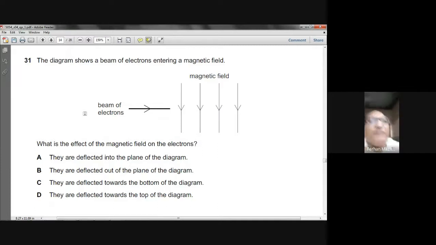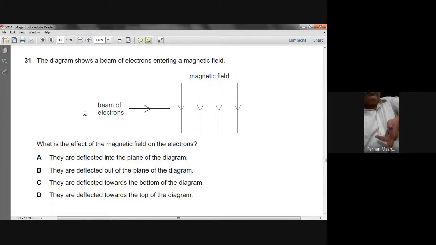I will take my left hand, and I'm going to apply the left hand rule on this. I will stretch my fingers like this. This is F, this is M, this is C. FMC: F means the force, M means the magnetic field, C means the current. The current is going in this direction, and the magnetic field is going downward.